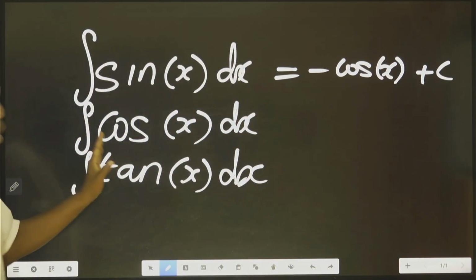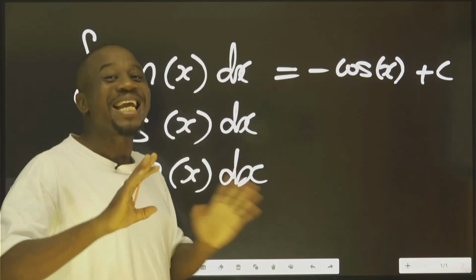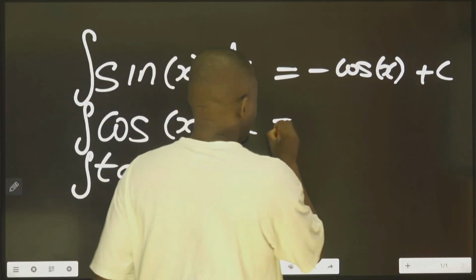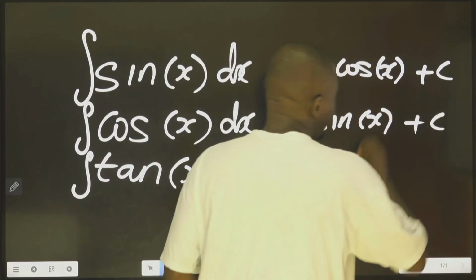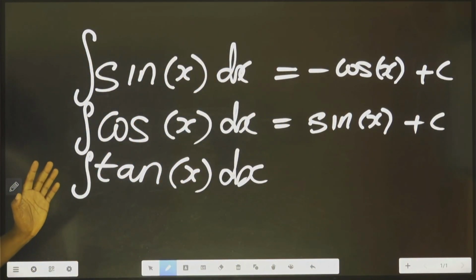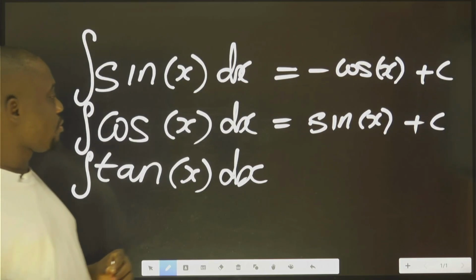When you are given cos x, the integral is simply sin x, no minus. Then you put plus c: sin x plus c.